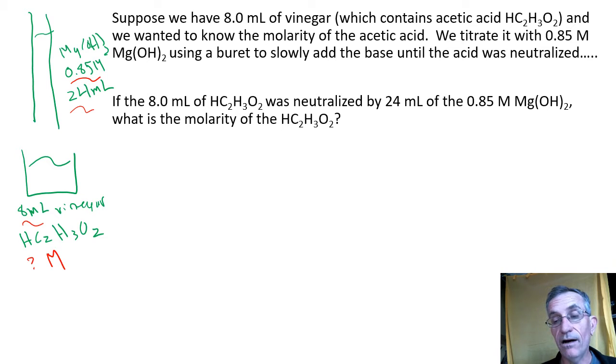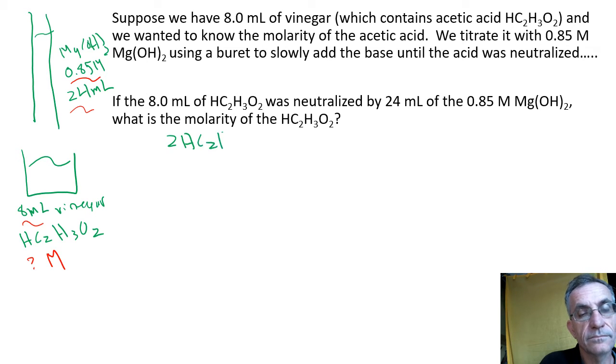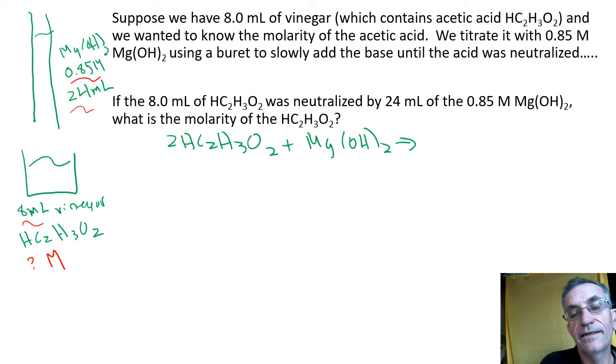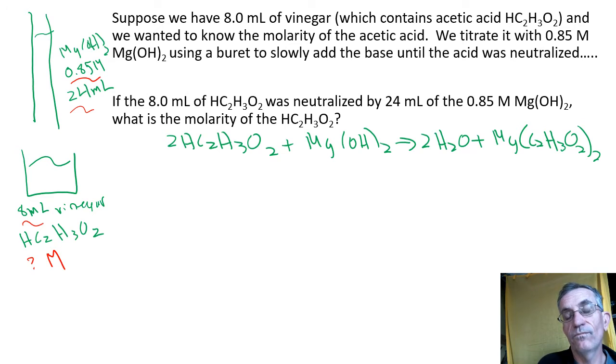Now, it's going to involve a little math, but before we can even do the math, we need to write out the reaction. So let me go ahead and write it out. I wrote it out a minute ago, I'm just going to rewrite it. My acetic acid is reacted with my magnesium hydroxide, and you get 2 waters and 2 magnesium acetates. Okay. So we have a reaction written out, and even better, we have it balanced.